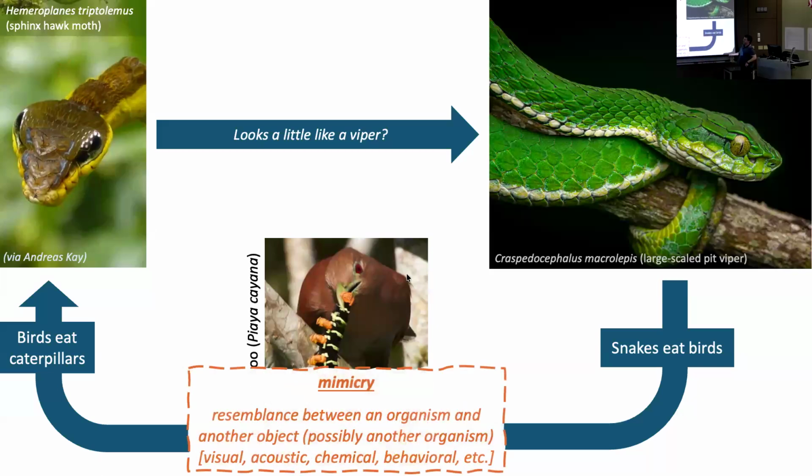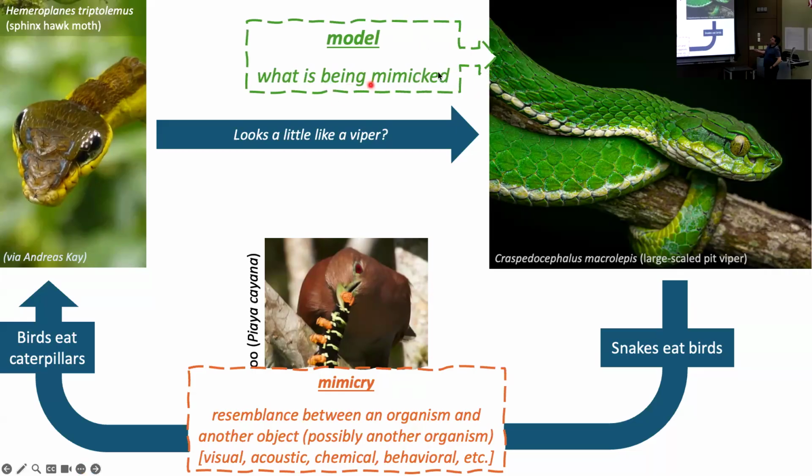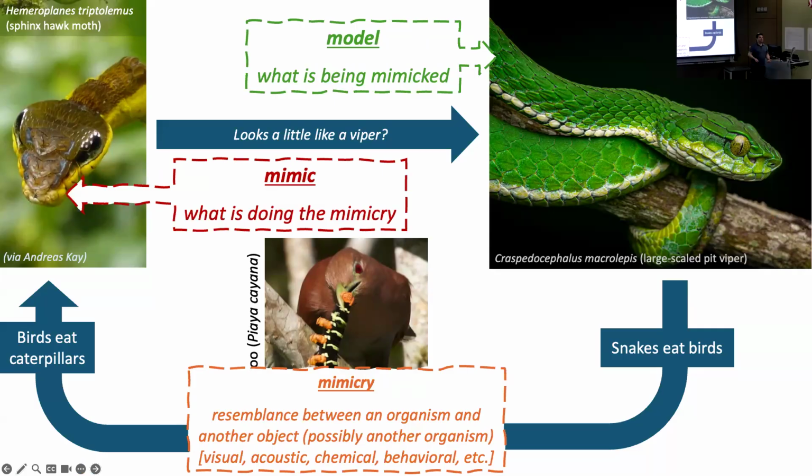So, mimicry, a resemblance between an organism and another object, possibly another organism. When we talk about mimicry, we're going to be using two words often, model and mimic. The model is what is being mimicked, and the mimic is the thing that is doing the mimicry. So the caterpillar is the mimic, the snake is the model, and then there's this third party, the predator, that we don't often talk as much about, but they're driving the whole thing. If it wasn't for the bird, then there would be no relationship between the caterpillar and the snake.